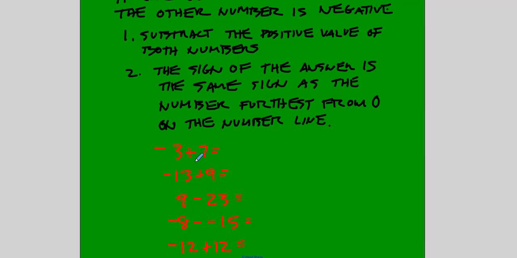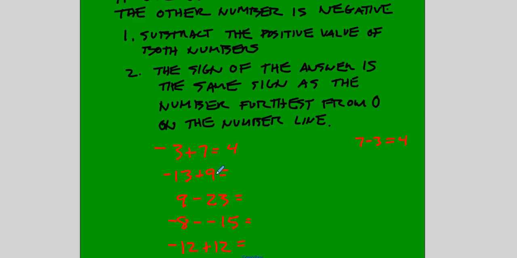So here are some examples. Negative 3 plus 7. So those are different signs. This is negative, this is positive. I take the difference or subtract the positive values of both numbers. So that's 7 minus 3, which is 4. But I have more positives than negatives, so my answer is positive 4, or 4.